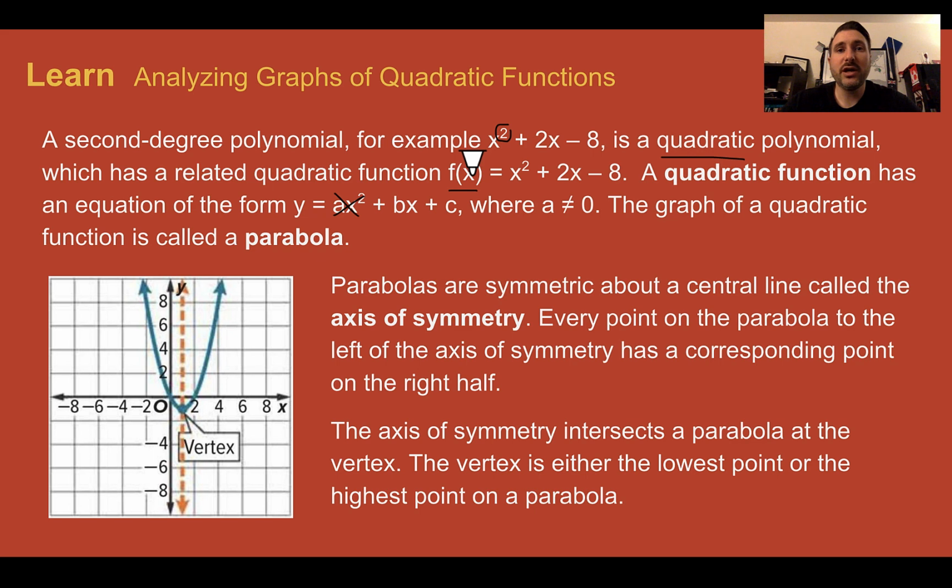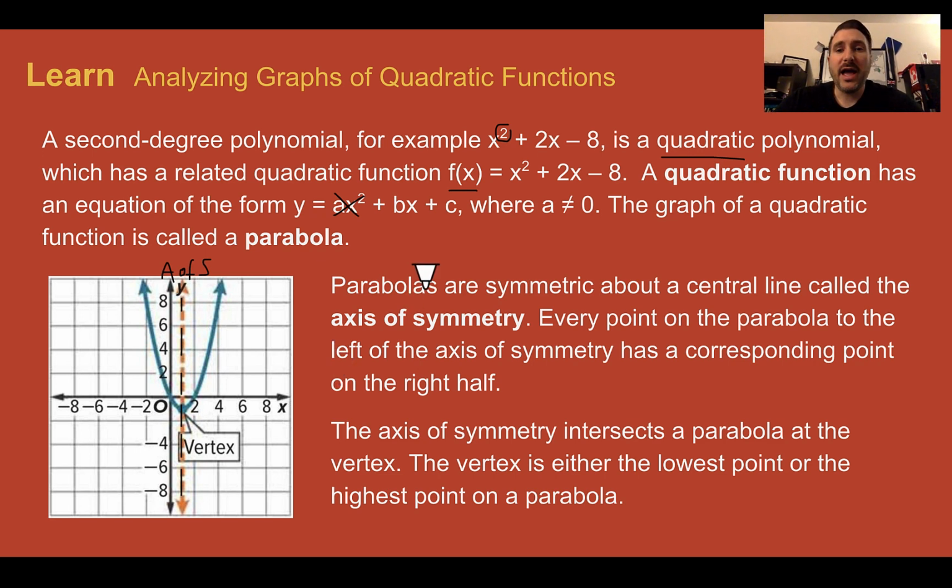When we're graphing these quadratic functions, the graph is called a parabola. And it looks like this. Parabolas are symmetric about a central line called the axis of symmetry. So here in orange, we can see our axis of symmetry, and I'm going to write A of S. That is that dotted line right here. It doesn't actually show up on the graph. It's imaginary, but it is what cuts our parabola exactly in half.